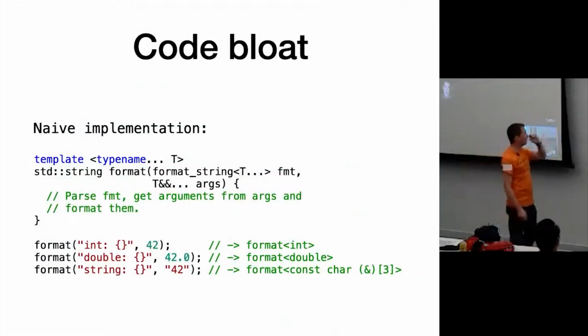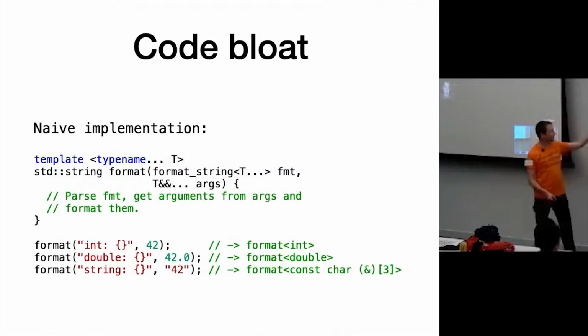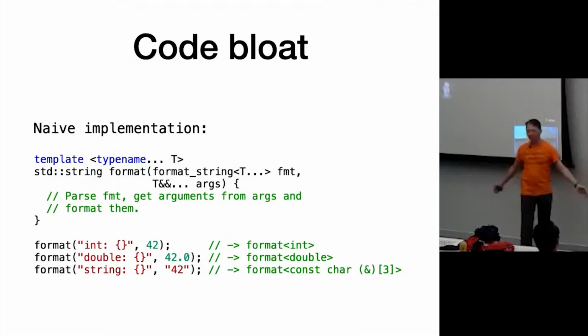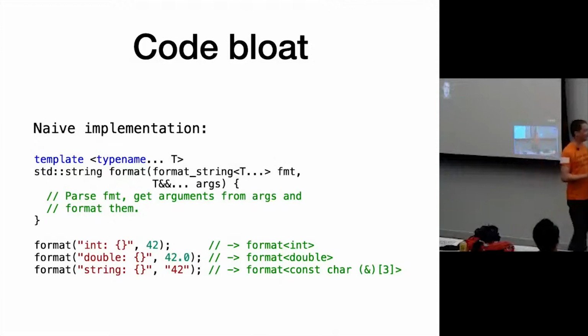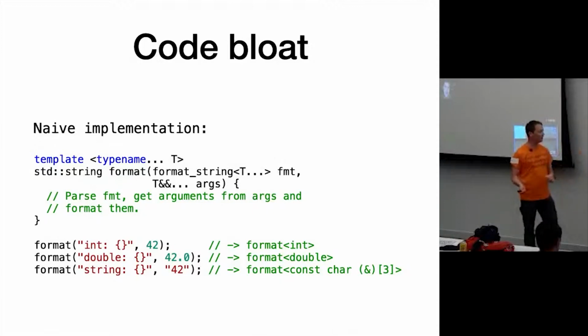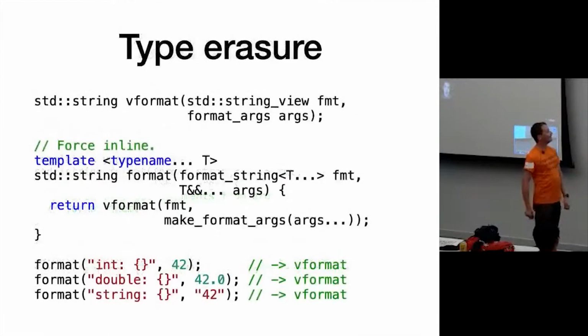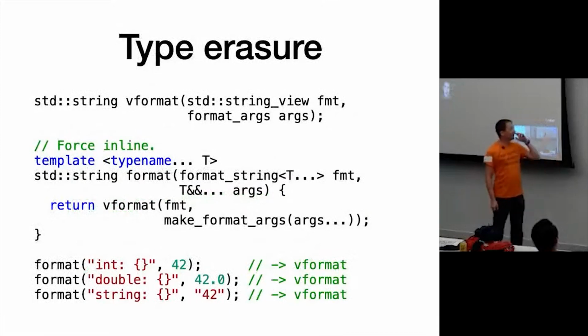So what would a naive implementation do? It would do everything in the format function. You don't care, just do the parsing and formatting. Then the problem is that format int generates a ton of code. Format double generates the same amount of code. Terrible. For strings, it's even worse for string literals, because it will create an instantiation for every distinct string literal size. For example, here you have 2 characters plus the terminating null, so it will instantiate for a reference to an array of size 3. Not great. So what we do is use type erasure.